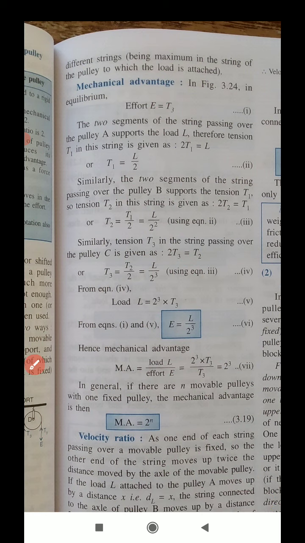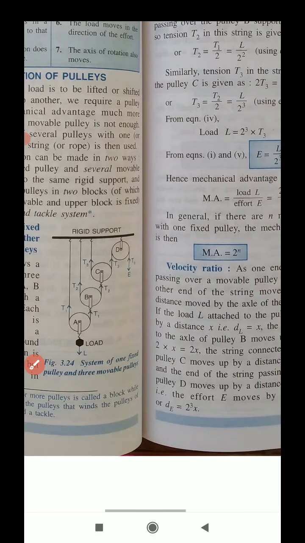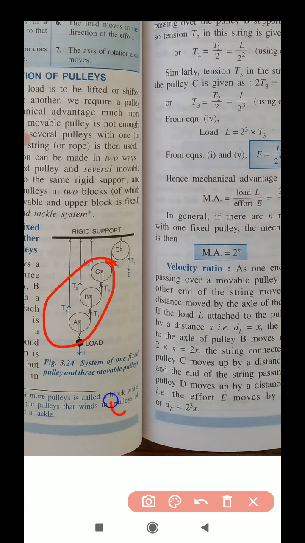Okay, so very easy. In general, if there are n number of movable pulleys, you get the equation. For 3 movable pulleys, the mechanical advantage will be 2 to the power 3, it means 2 cube. If n number of pulleys, 2 to the power n.